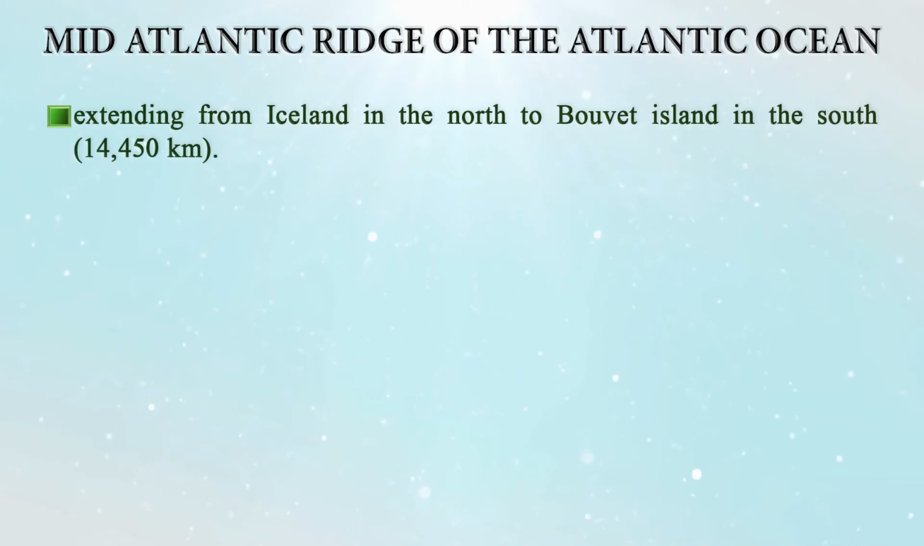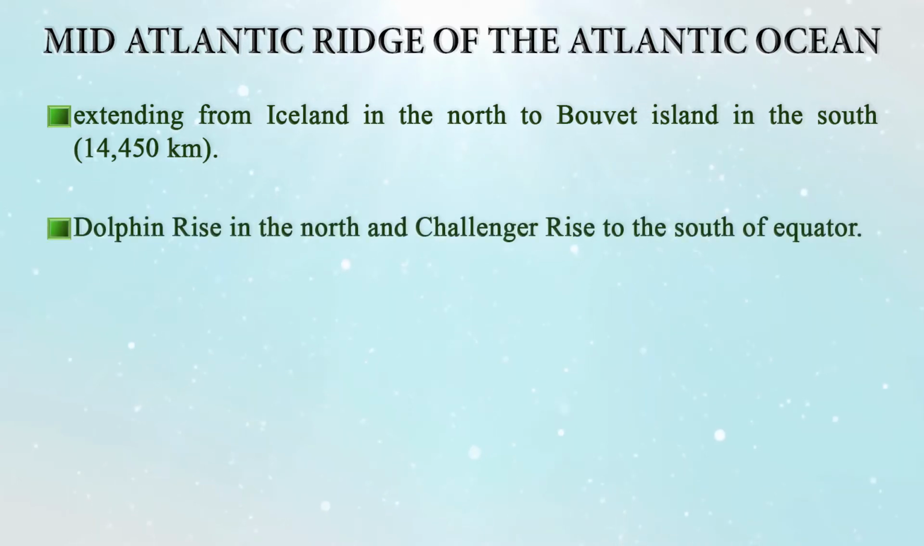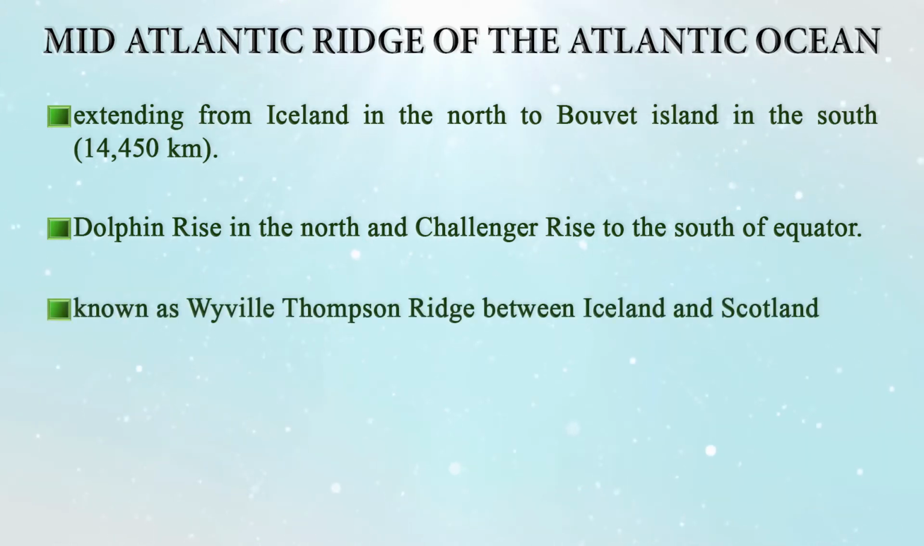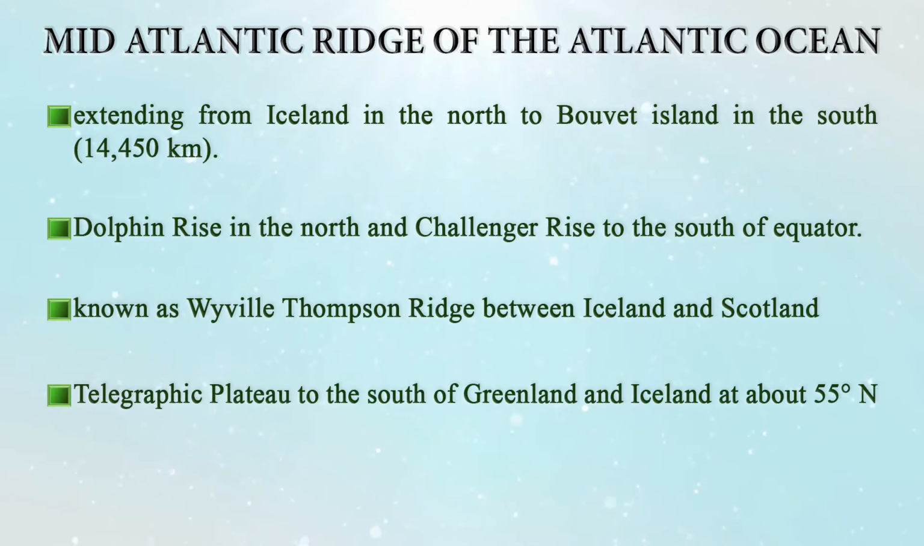It extends from Iceland in the north to Bouvet Island in the south, covering a total length of about 14,450 kilometers, and it is known as Dolphin Rise in the north and Challenger Rise to the south of the equator. It is also known as Wyville Thomson Ridge between Iceland and Scotland. It is called Telegraph Plateau to the south of Greenland and Iceland at about 55° north latitude.